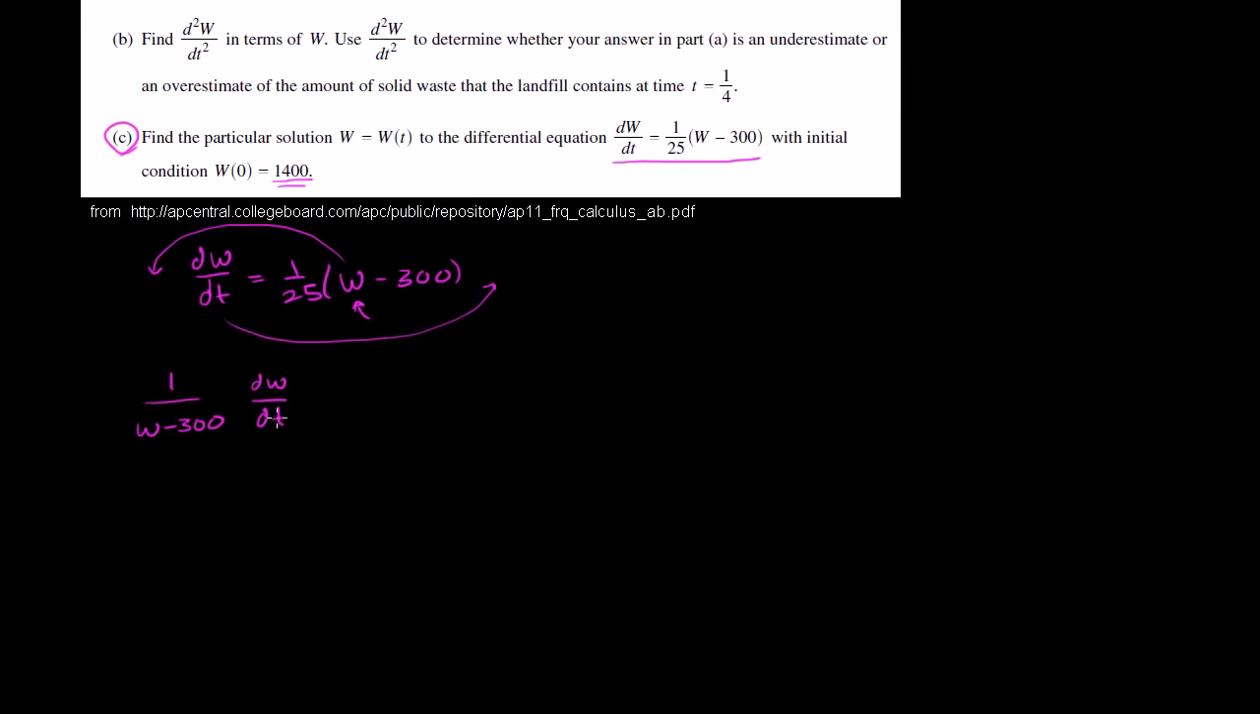So let me rewrite this differential equation. We have dw dt is equal to 1 over 25 times w minus 300. Now this differential equation, we have w here, and we have this dt, but we don't have t anywhere else. So what I want to do is get the parts that involve w onto the left-hand side, and anything that deals with dt on the right-hand side. So let's divide both sides of this equation by w minus 300. So we would have 1 over w minus 300 times dw dt, the derivative of w with respect to t, is equal to, well, I divided this side by w minus 300, so it is equal to 1 over 25.